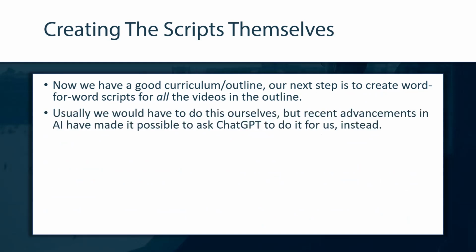Now, usually we would have to do this ourselves, and it could often take maybe around 2 weeks or so if you are creating word for word scripts. Sometimes people prefer to do this with PowerPoint slides instead, but word for word scripts is what some people do as well, which takes a long time. But recent advancements in AI have made it possible to ask ChatGPT to do it for us instead.